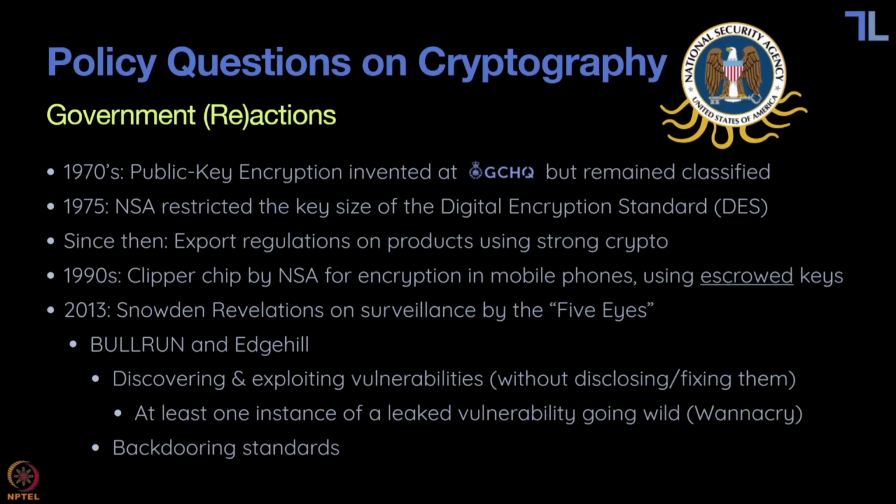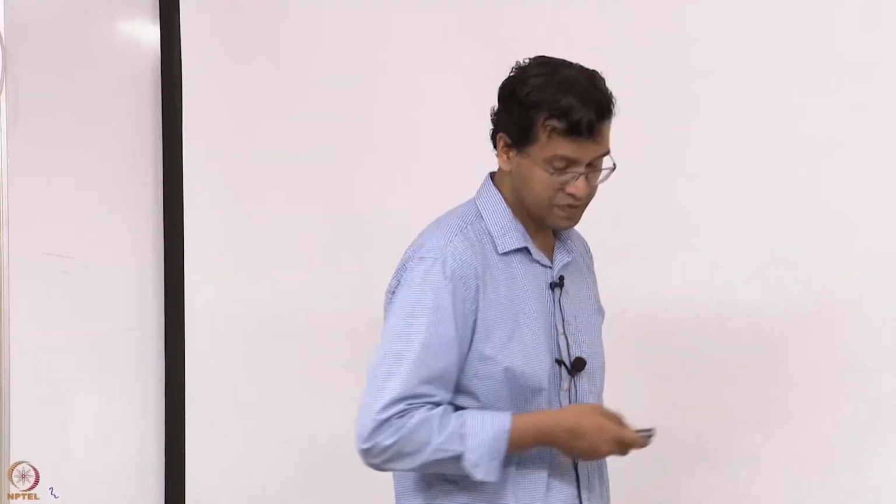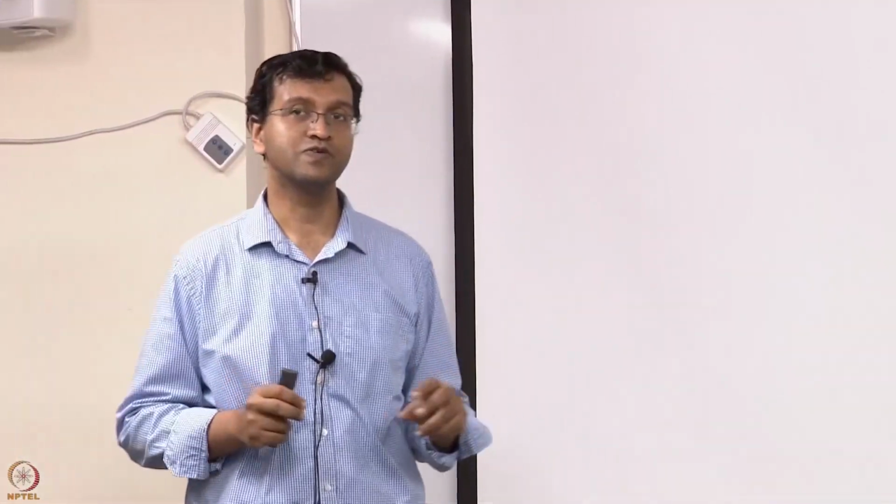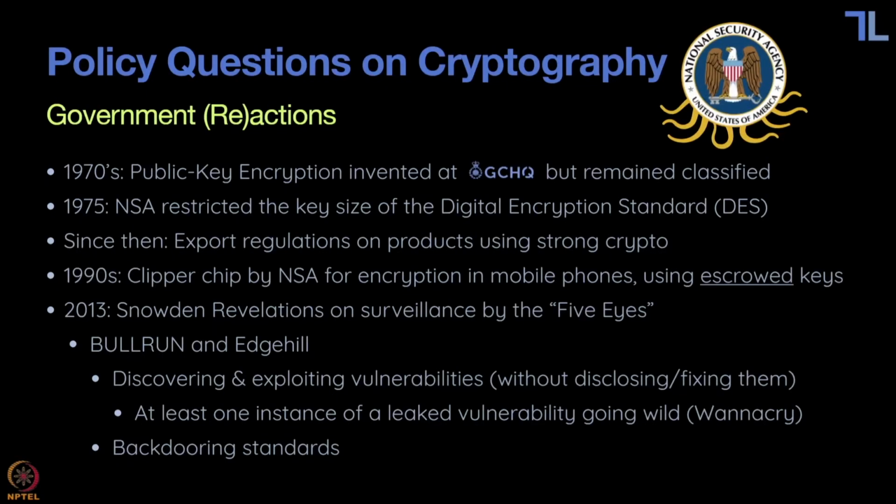Another thing that the governments have been caught doing or suspected to be doing is backdooring standards. As I mentioned, there was some standard, some elliptic curve based pseudo-random generator, and it was a weak curve. So the group, the discrete log problem was not hard enough, for instance.